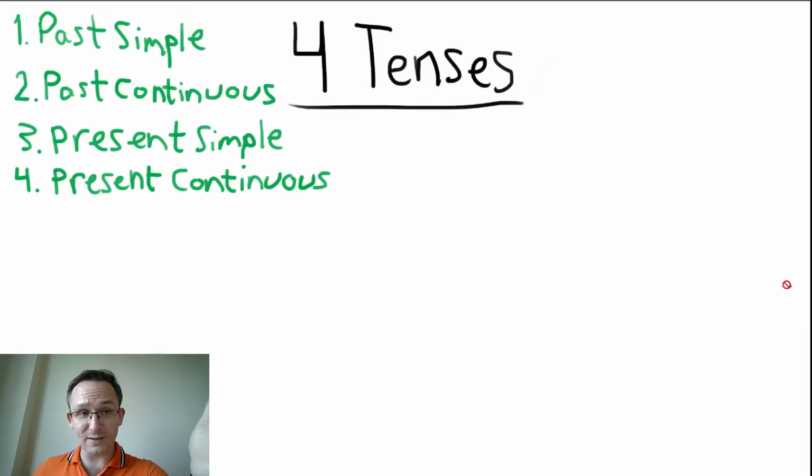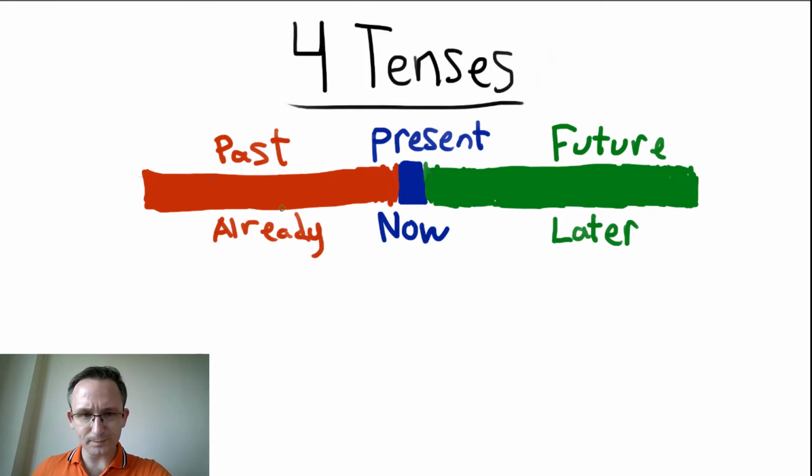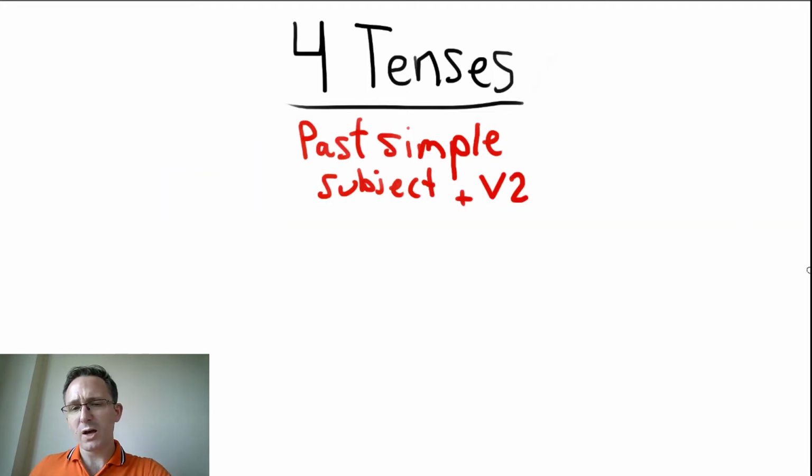So again, we have past simple, past continuous, present simple, and present continuous. Number 1, which is past simple. So past simple is something that happened at a specific place in the past. So it already happened, it's already finished. The structure for past simple is the subject plus verb 2.